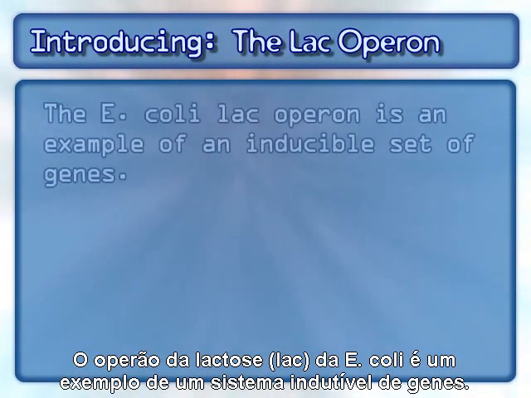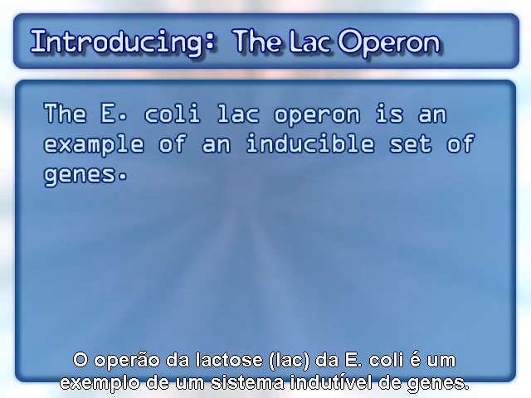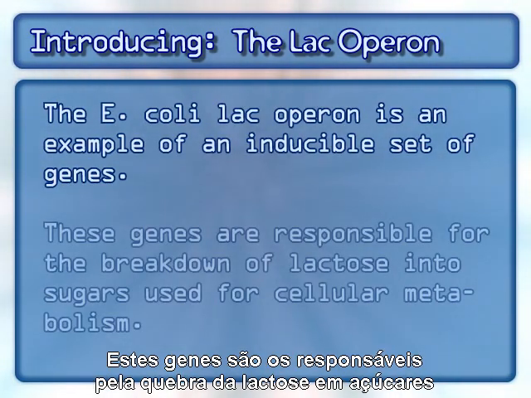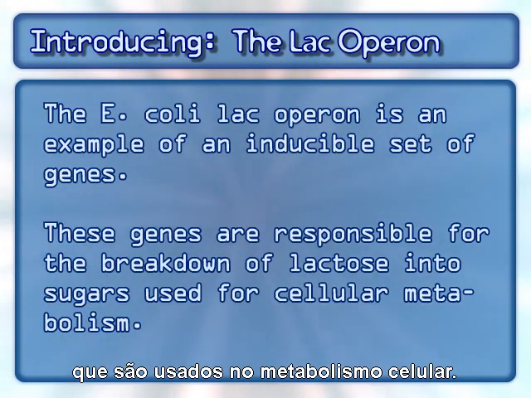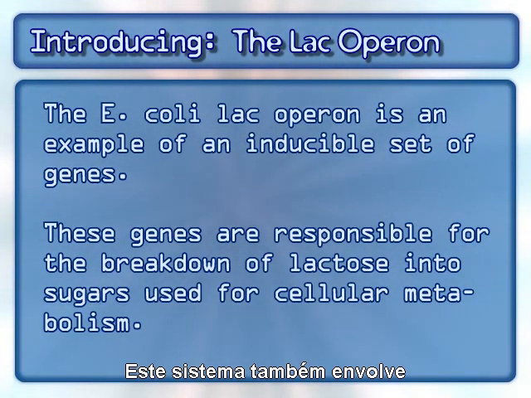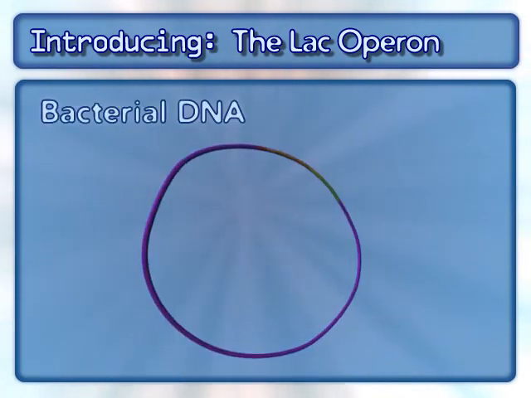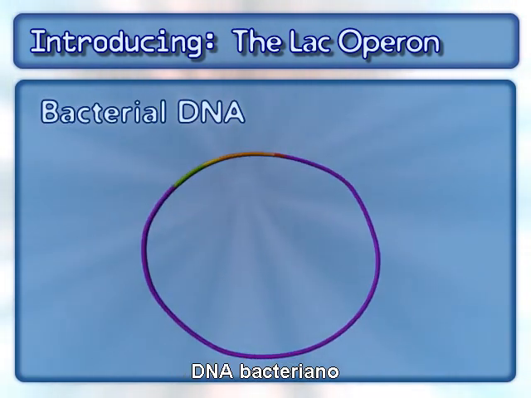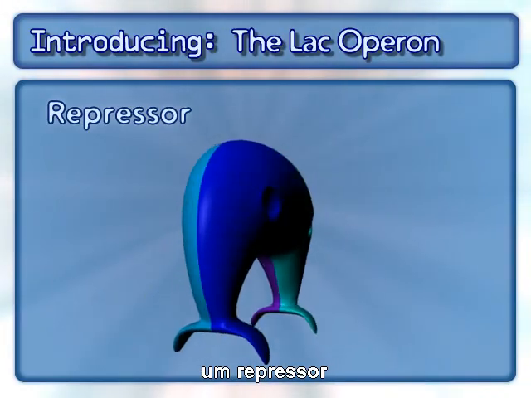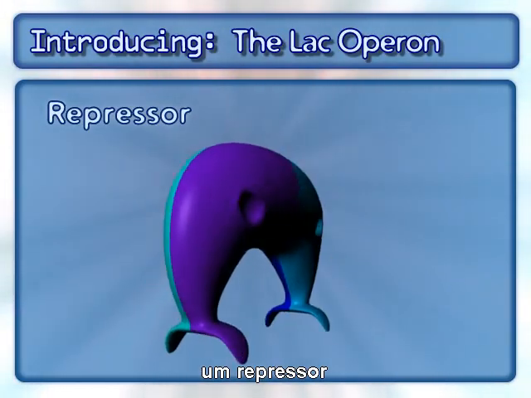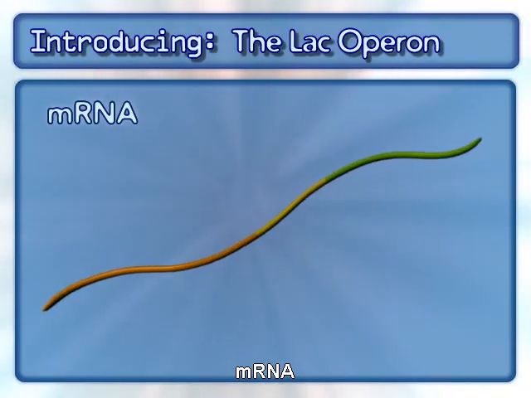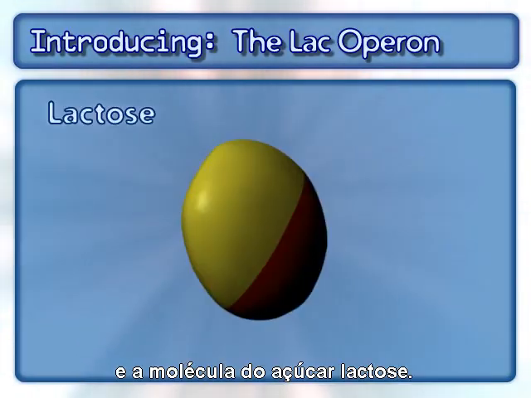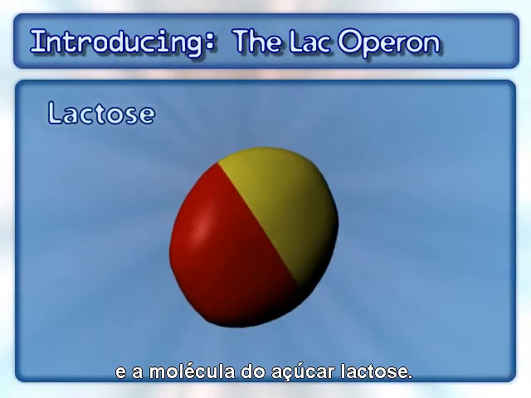The E. coli lac operon is an example of an inducible set of genes. These genes are responsible for the breakdown of lactose into sugars used for cellular metabolism. This inducible system also involves bacterial DNA, a repressor, mRNA, and the sugar molecule lactose.